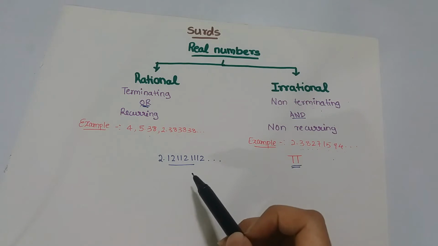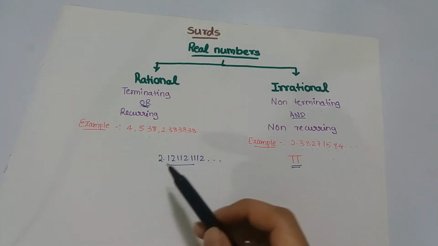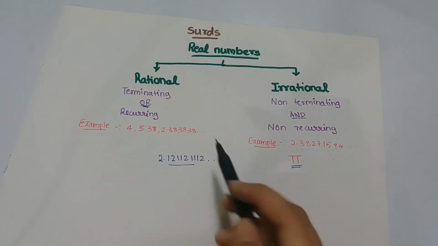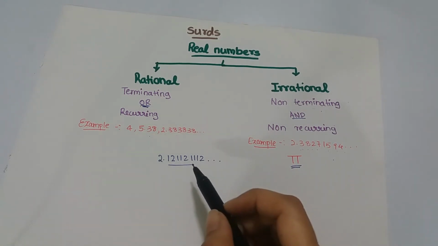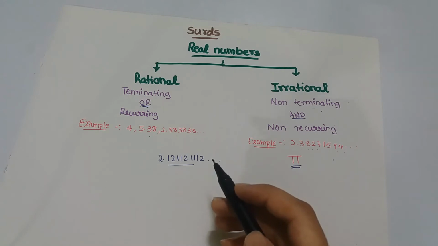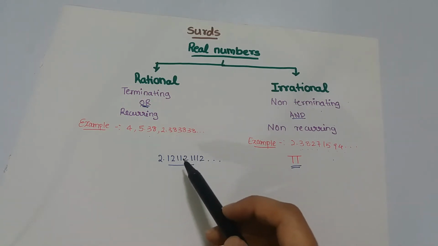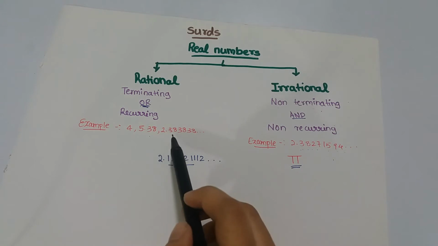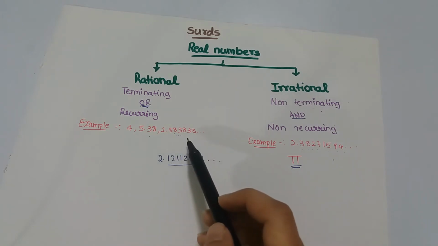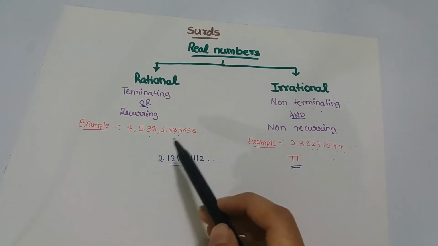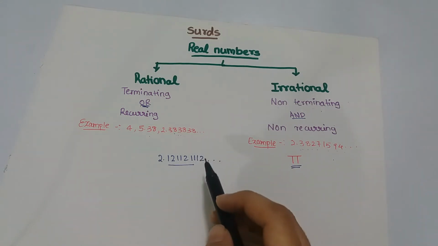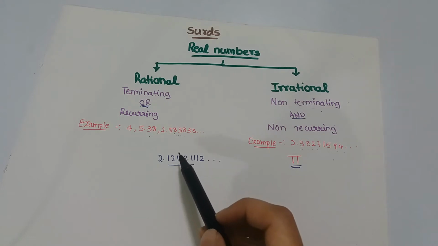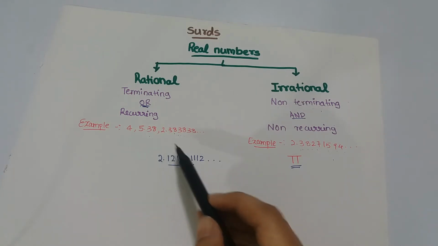Now why is it irrational even though it is following a fixed pattern, 1 2 1 1 2 1 1 1 2? That is because the digits of the number should be repeating themselves in that particular order. They should not be changing. Like we see 3 8 3 8 3 8. The number of 3's and the number of 8's are not changing. But here the number of 1's are changing. So even if it is in a fixed pattern, it is not considered a rational number. This was one important thing to know.